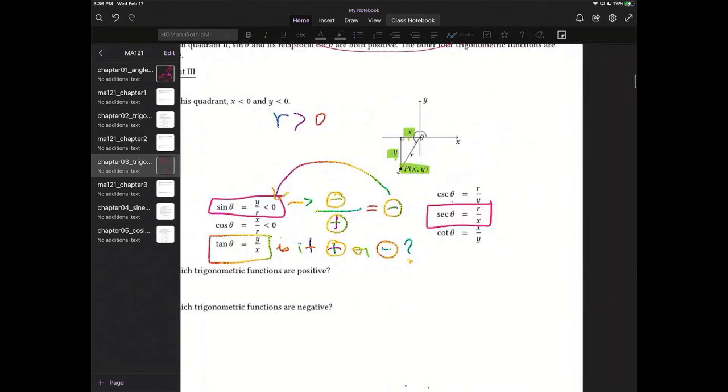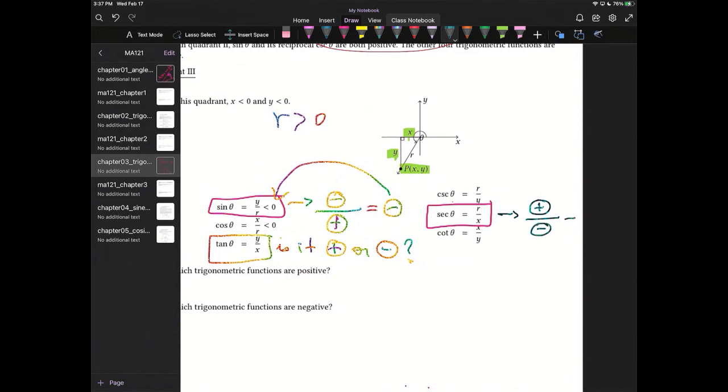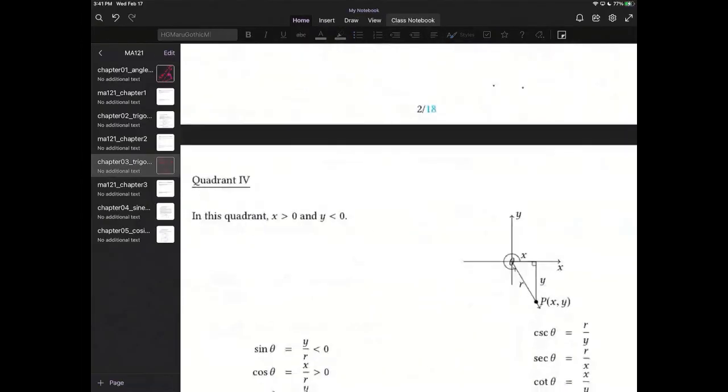Now let's take a look at the secant. For the secant, we have that secant by definition is r over x. So in this fraction, r, which is always positive, you're taking a positive number and dividing by x, which is negative in the third quadrant. So the result of the division, the fraction, is a negative number, which tells me that in this case I have that secant of theta is less than 0, meaning negative, right? So less than 0.